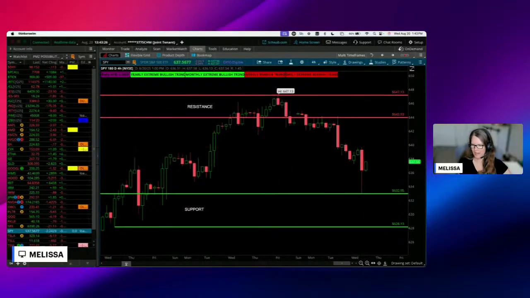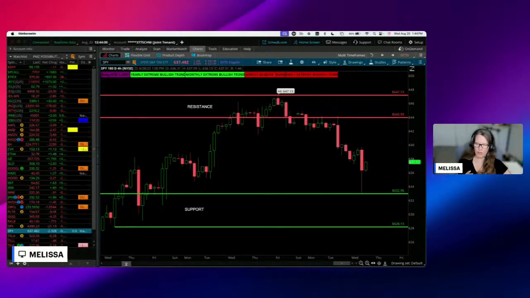So, now that we have figured out how to identify where support and resistance are at, let's talk about some trading strategies that you can use to trade support and resistance. Because that's how we actually make money in the market. There are many, many strategies that you can use. I'm going to talk about the two most common strategies.